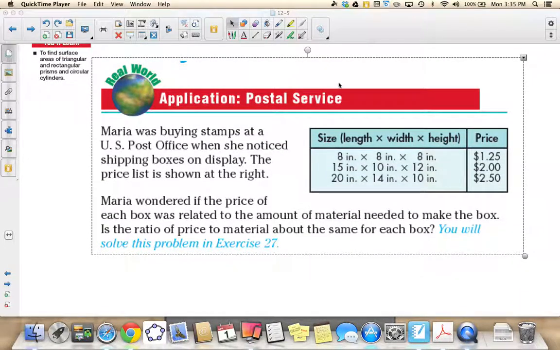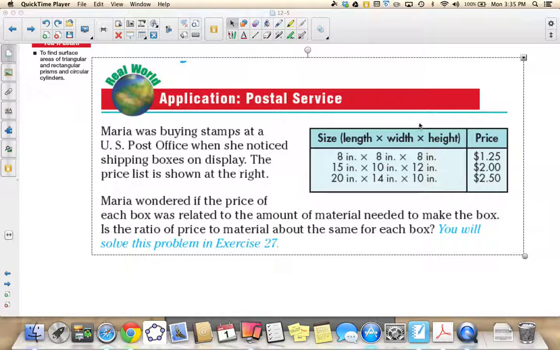Maria was buying stamps at the U.S. Post Office when she noticed shipping boxes on display. Price list as shown at the right. Maria wondered if the price of each box was related to the amount of the material needed to make the box. Is the ratio of the price to material about the same for each box? And you will solve this in exercise 27.